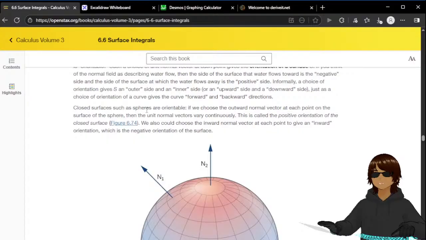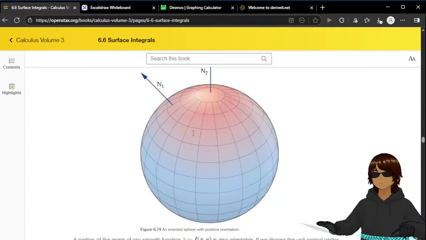Closed surfaces such as a sphere are orientable. If we choose the outward normal vector at each point on the surface of the sphere, then the unit normal vectors vary continuously. This is called the positive orientation on a closed surface. We could also choose the inward normal vector at each point to give an inward orientation, which is the negative orientation of the surface.